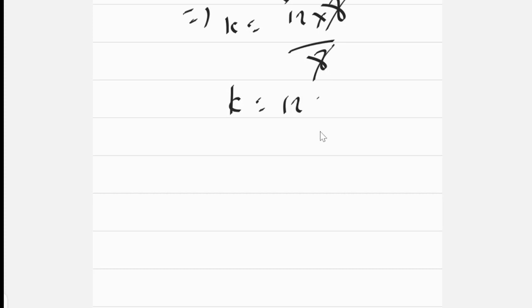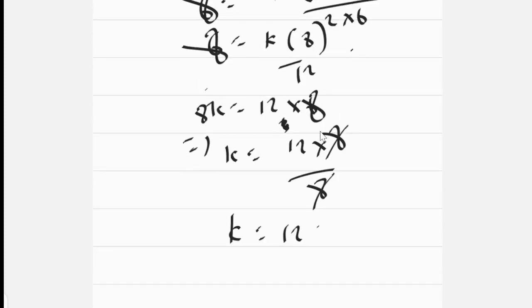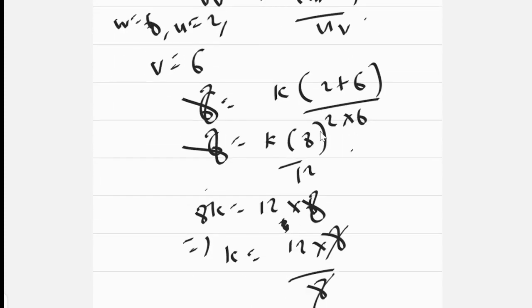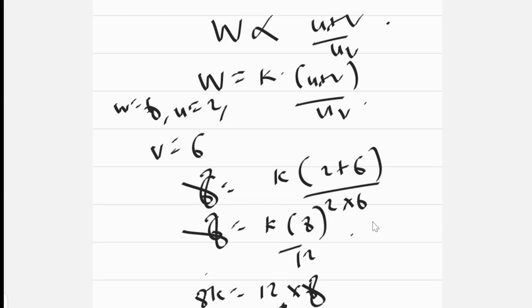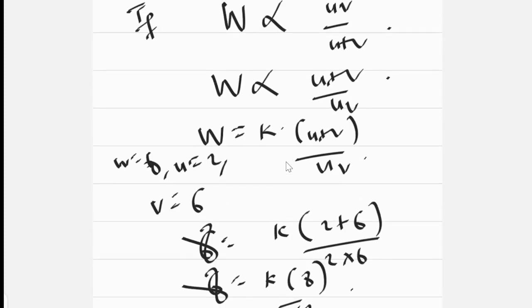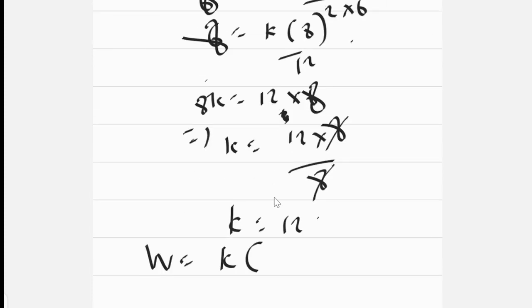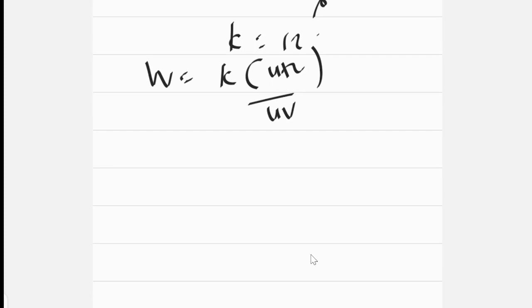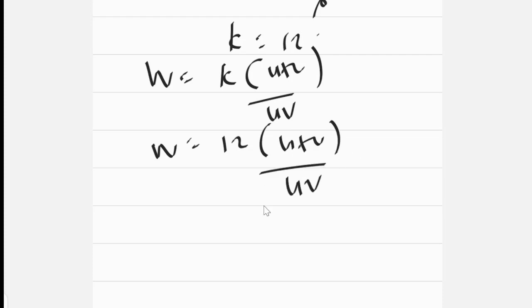When k is equal to 12, what am I going to have? Then you go back to your question. So you know the formula connecting them before is what? W is equal to k times u plus v divided by uv. So then W will now be, what is your k? 12 multiplied by u plus v divided by uv.